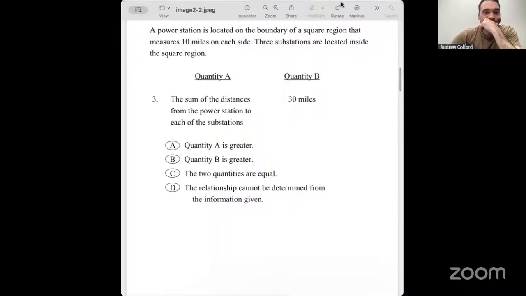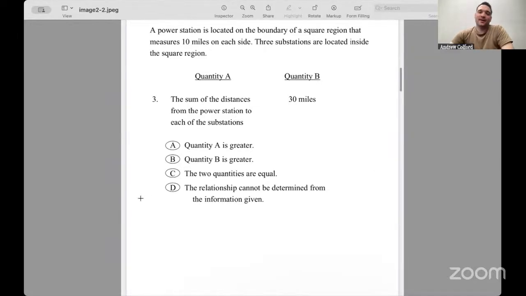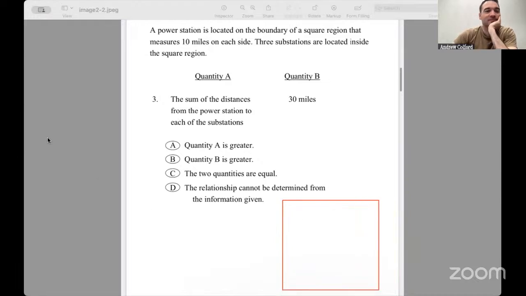Oh, the power station one. Love this one. Power station is located on the boundary of a square region that measures 10 miles on each side. So let's draw that. There's my square. Square region, 10 miles on each side, 10 by 10.